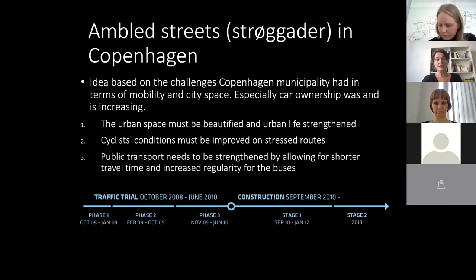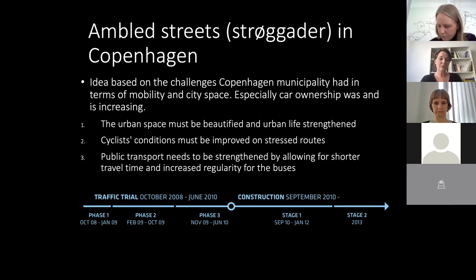But basically what they did on this street was they said, how many people are biking? How many people are using public transport? How many people are walking? And how many people are taking the car? Let's distribute space after that in a fair way. So those that are most get most space.